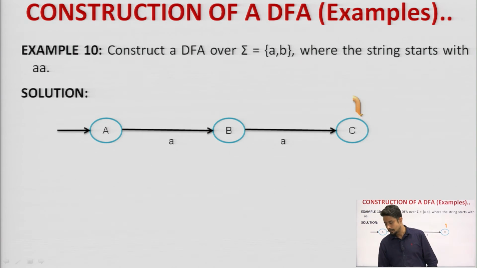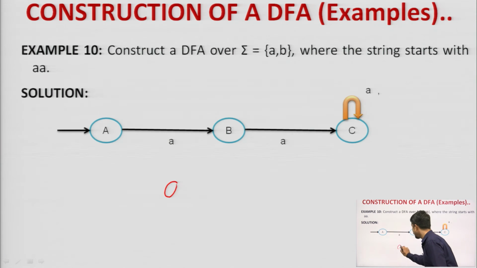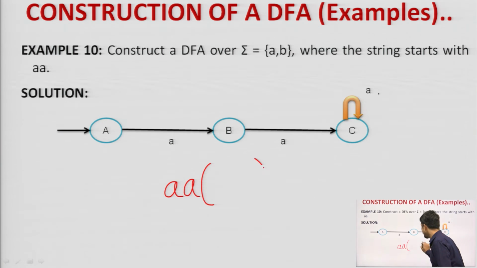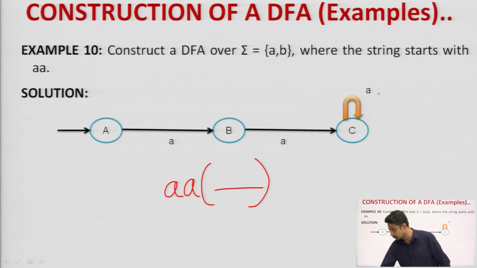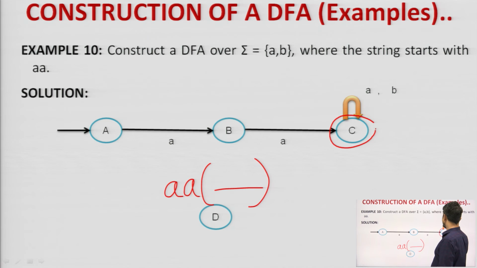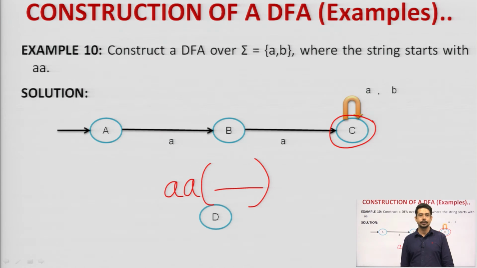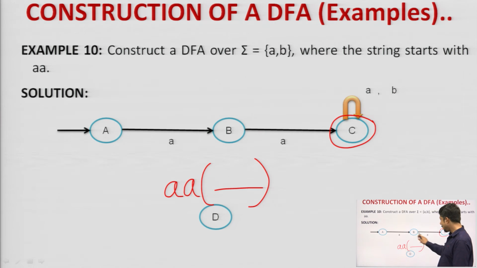Till now not, but I have to take a self loop over here because it says that it starts with AA, right, and after that it can have any possible combinations of A and B, correct. That is why I have taken a self loop over C, okay, but C I have to make a final state. I have not made this here. So, this will be a final state, then only it will be accepted, right. So, starting with AA followed by any possible combinations of A and B.